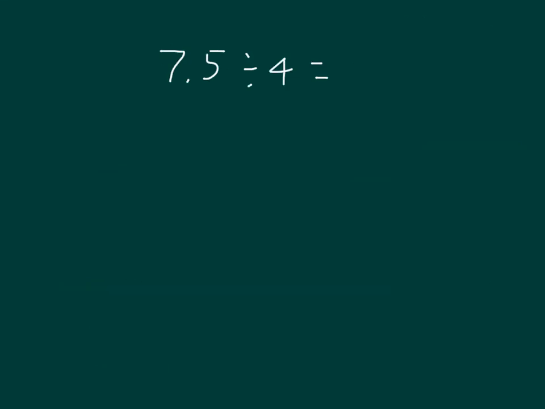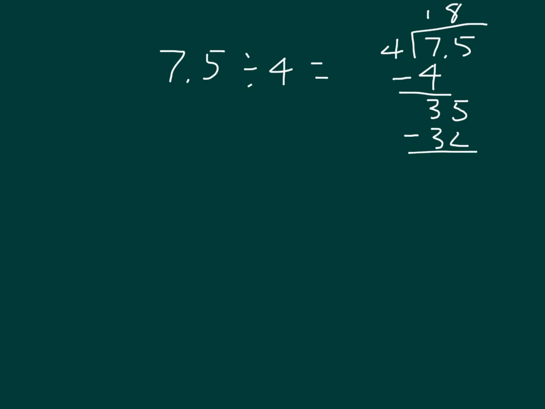Here I have one last problem for you. 7.5 divided by 4. Show a standard algorithm first. 4 goes into 7 one whole time. 7 minus 4 is 3. Bring down the 5. 35 divided by 4 is 8, because 8 times 4 is 32. 35 minus 32 is 3.